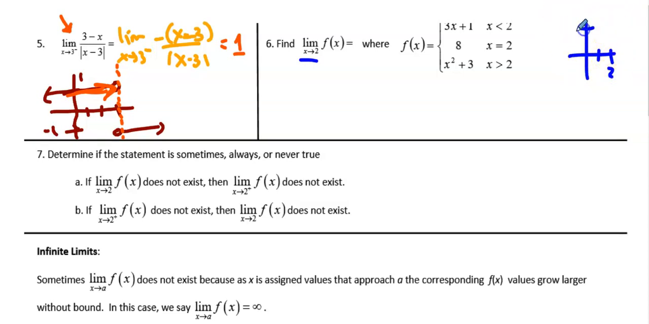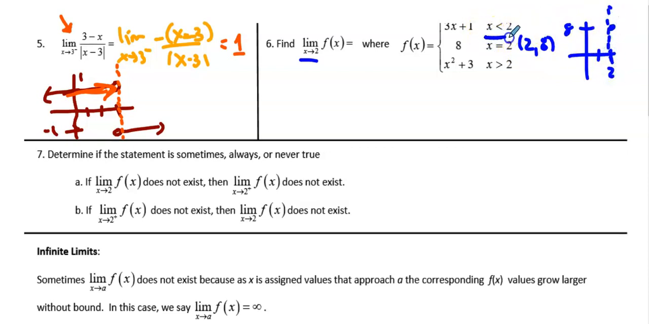At x equals 2, we would have the point (2, 8). So this is basically saying that the function's defined at (2, 8). And then to the right of x equals 2, we would have the parabola x squared plus 3. We don't need to graph that. All I need for you guys to take out of this is that if I'm looking at this line, here's our fun line again.